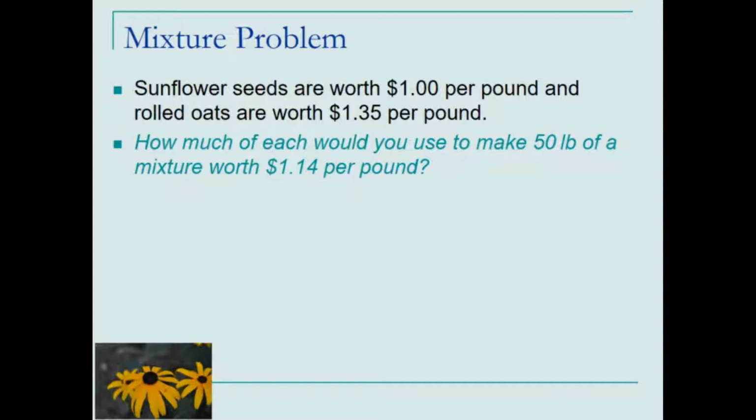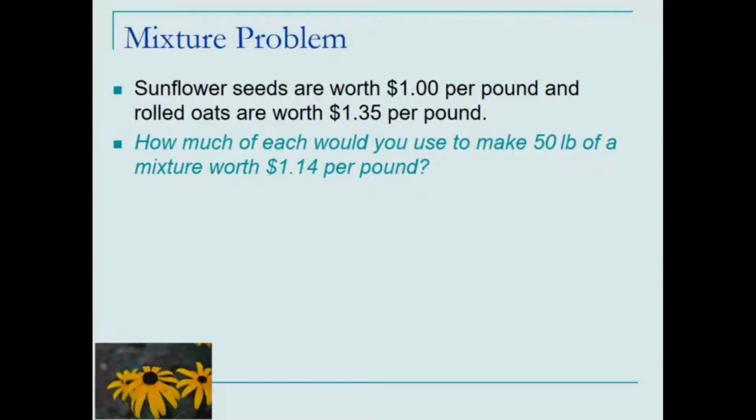In this video, we'll take a look at solving a mixture problem using two variables, two equations, and the elimination method. Let's take a look. Sunflower seeds are worth $1 per pound and rolled oats are worth $1.35 per pound. How much of each would you use to make 50 pounds of a mixture worth $1.14 per pound?